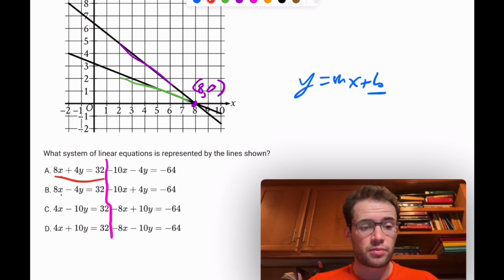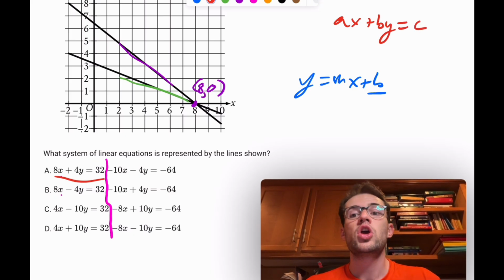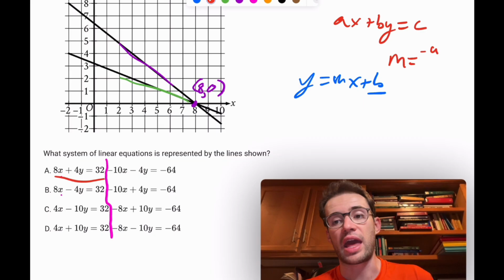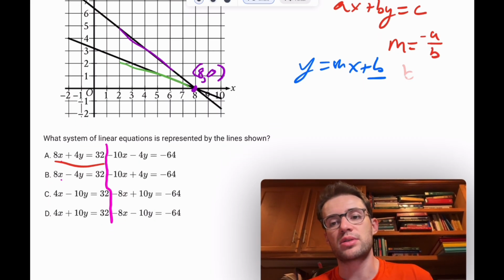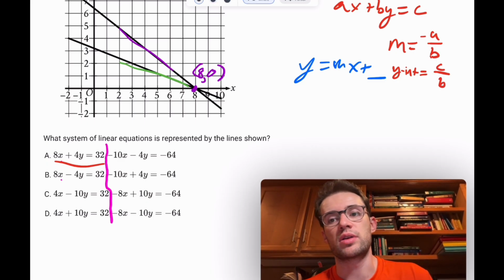Now with standard form, that's ax plus by equals c. You can find the slope. So the slope will just be equal to negative a over b. And the y-intercept, the b value, is what I wrote here. I guess we could just call that y-int. So the y-intercept is equal to c over b. You're just going to end up dividing the c by this b once you get the y term alone.